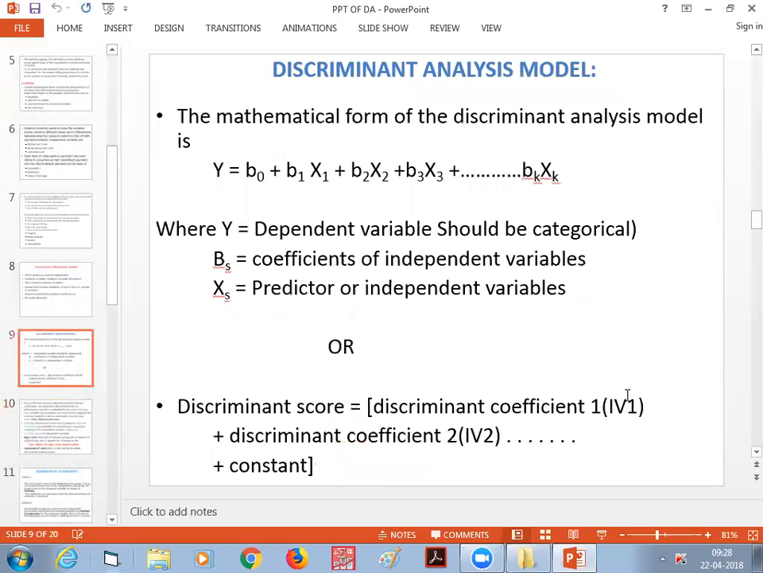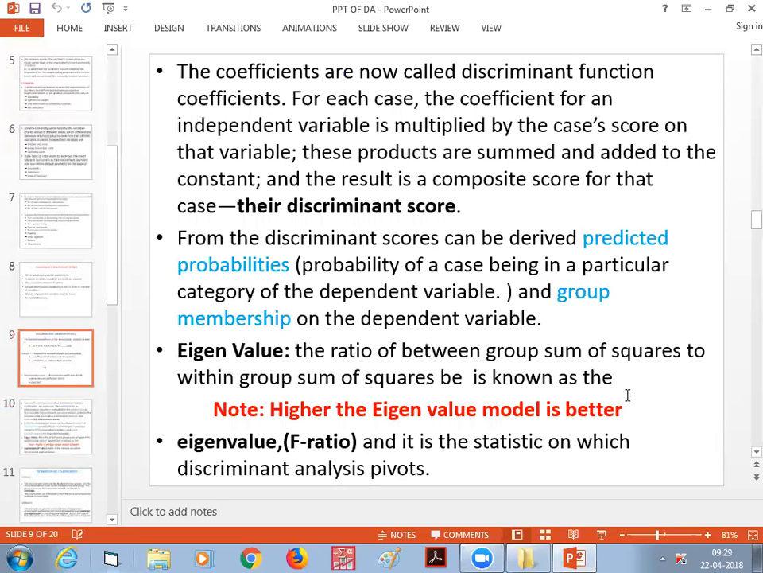That y value is called the discriminant score. Now, the discriminant score of one respondent should be compared with some benchmark value, the cutoff value. Then only can we classify whether he can be considered in this group or that group. I will explain how to calculate the cutoff value and then classify. If an individual respondent's discriminant score is more than the cutoff value, he will be put in one category. If it is less than that value, he will be put in another category.